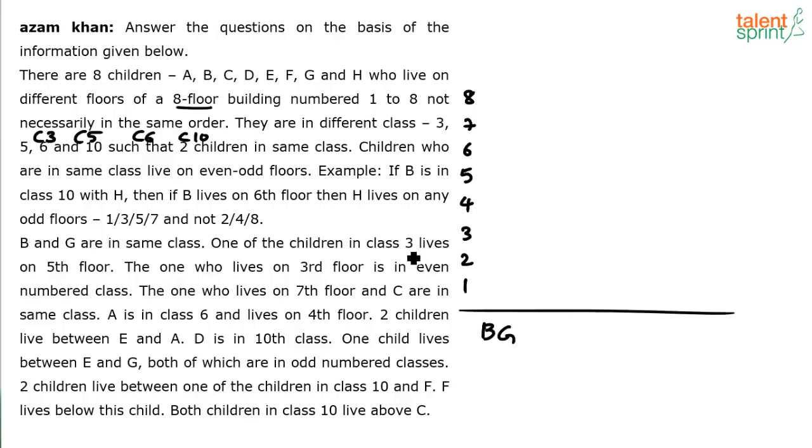One of the children in class 3 lives on 5th floor. So very clear point, right? One of the children in class 3 lives on 5th floor. So C3 is on 5th floor. Okay, C3 is on 5th floor. So let's say the person who is in C3 is on 5th floor.